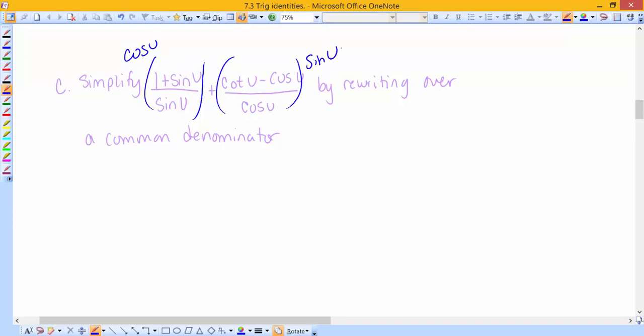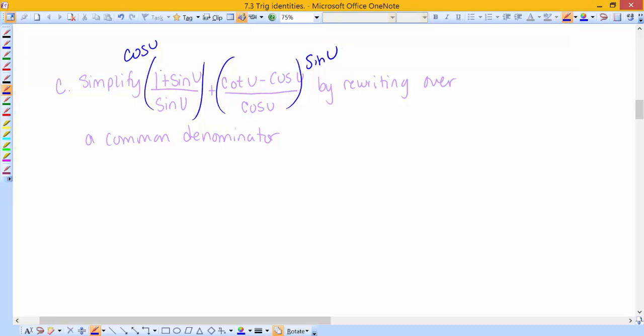U is the same as theta. Please do not be confused with that. On your identity sheet, you see x and y. That's in place of theta. In your book, you're also going to see alpha and beta being used as angle measures. So don't get confused when you guys are seeing different variables being put in place of theta.